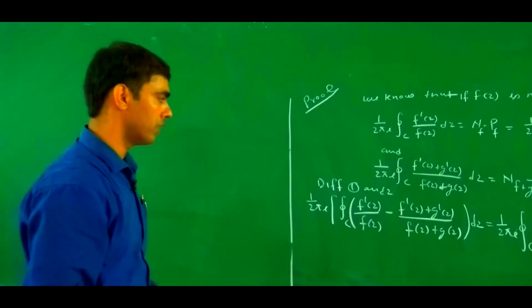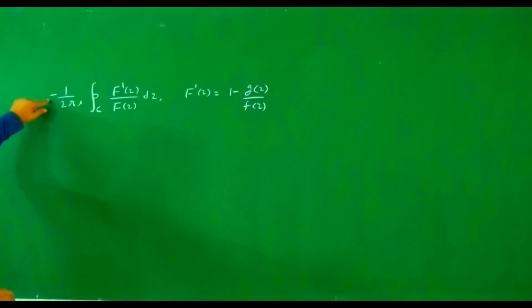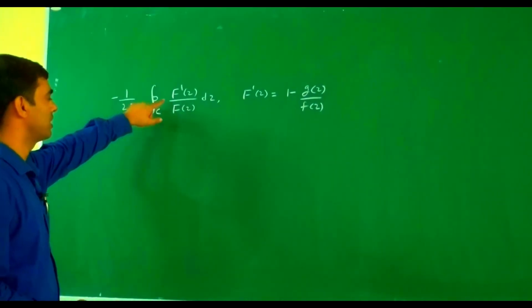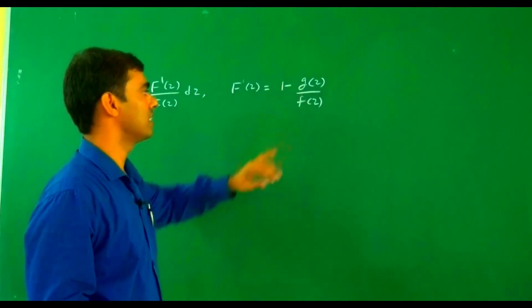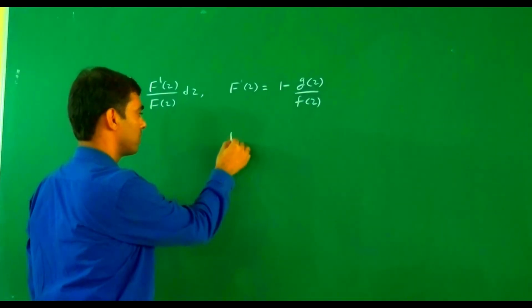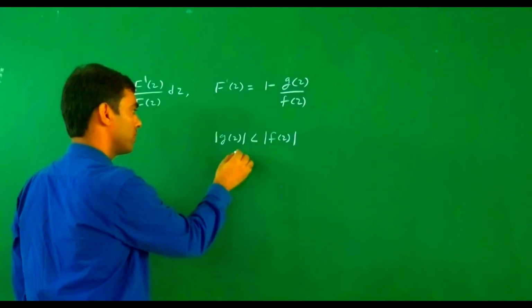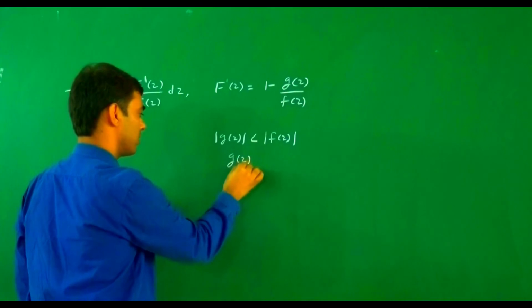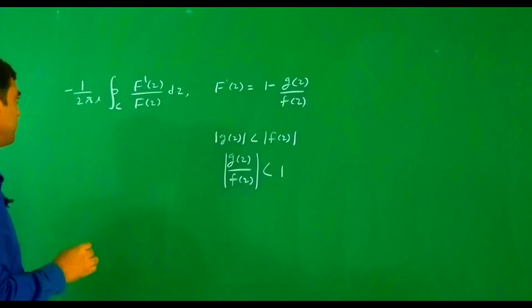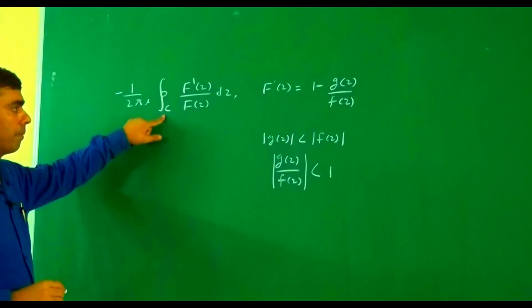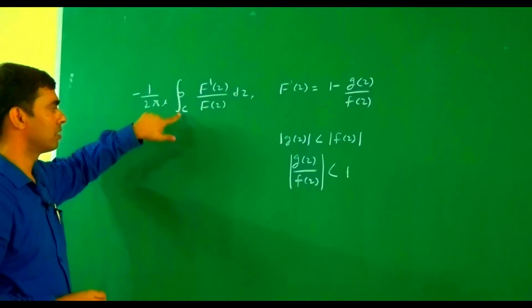Now if we closely observe, this can be written as a new function. After finding the difference, the value becomes minus 1 upon 2 pi i integrate over C of f dash z upon f(z) dz. But here f(z) is 1 minus g(z) upon f(z). And we know that mod of g(z) is less than mod of f(z). So mod of g(z) upon f(z) is less than 1.